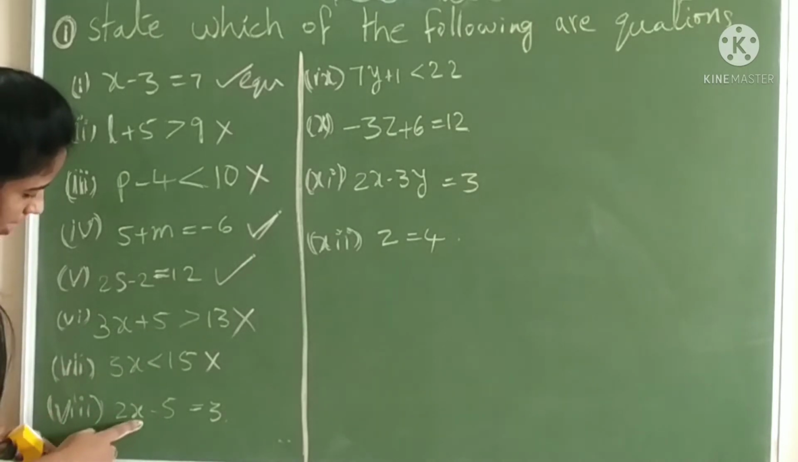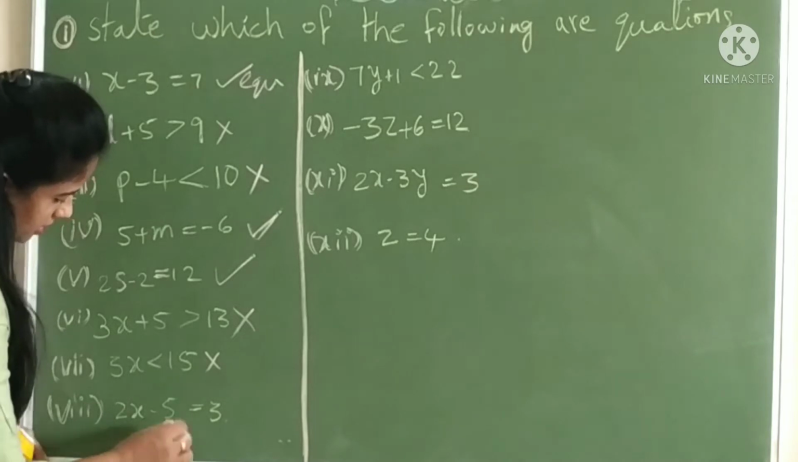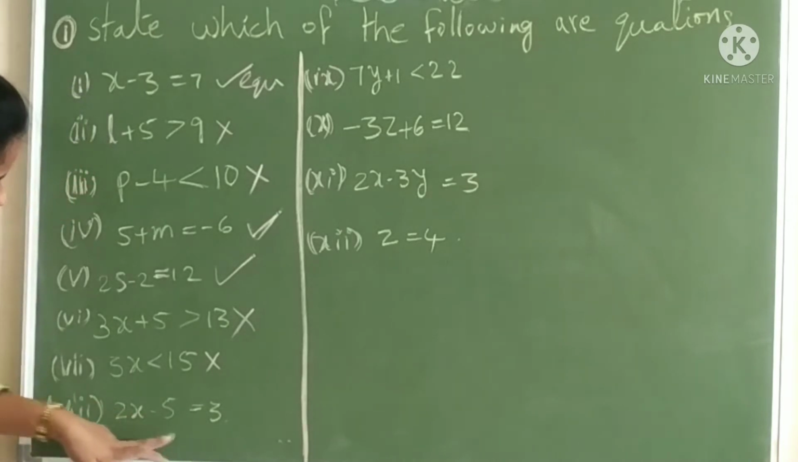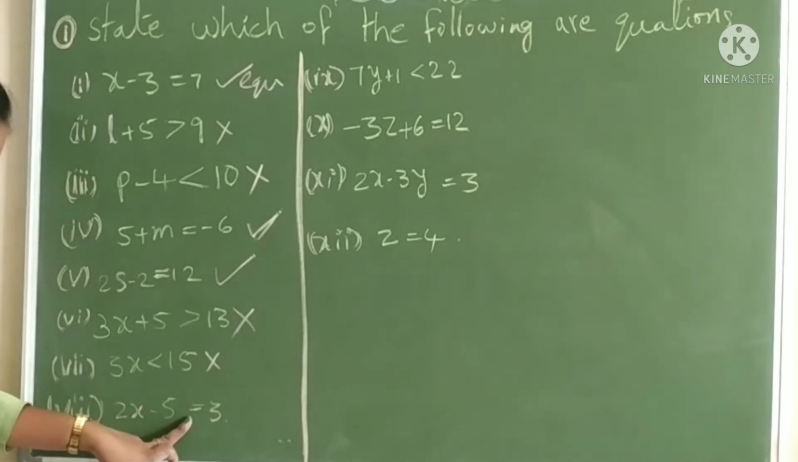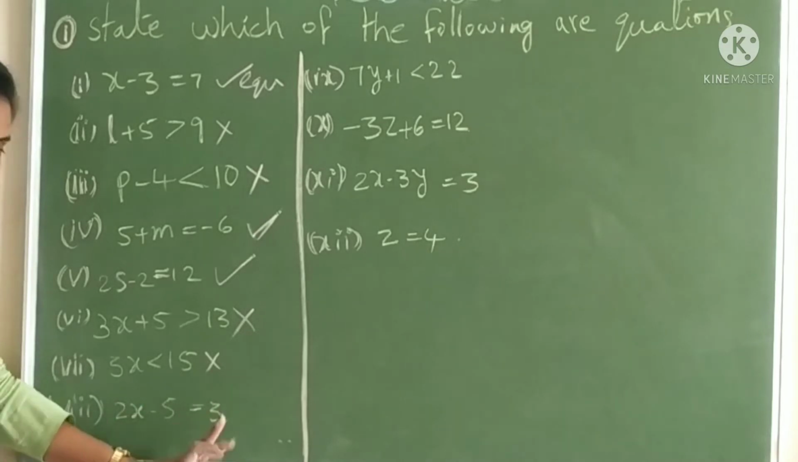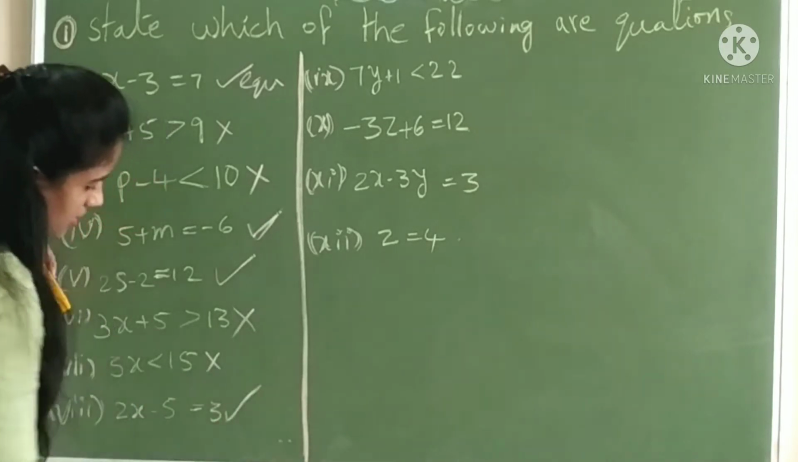2x minus 5 is equal to 3. This is an equation. Yes, these two expressions have an equal sign and two sides, LHS and RHS parts. So this is an equation.